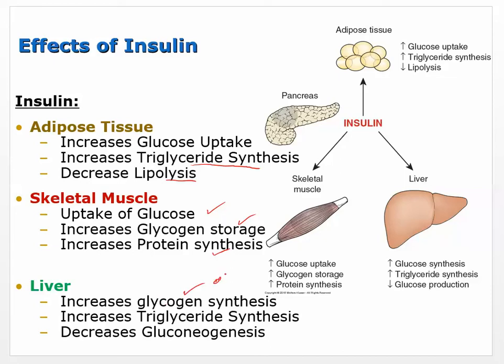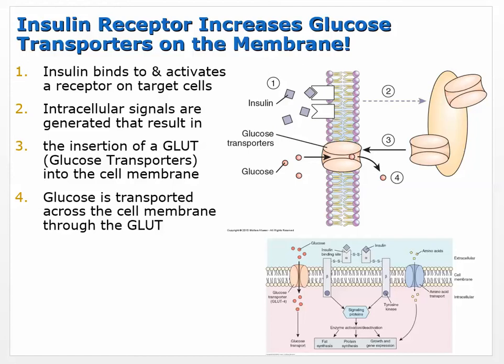Again, we're making more of those chains. It increases triglyceride synthesis. We saw that also in adipose tissue, and I mentioned earlier that the liver can also make triglycerides. And it decreases the production of new glucose. So in general, if we think a little bit bigger, besides just that it gets rid of glucose, in the cell it has to deal with that, and it has to store energy or make glucose from stored energy.